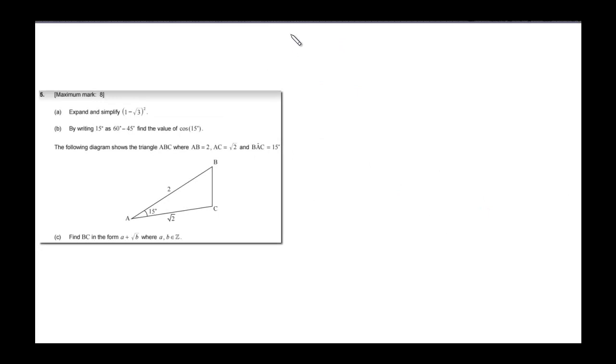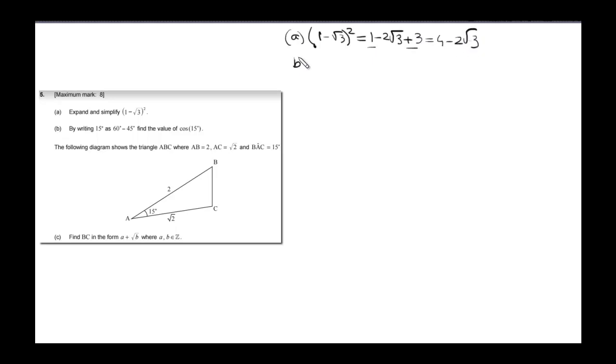For number 5, the first part, we are asked to expand 1 minus square root 3 to the square. So binomial to the square, it will be 1 squared, minus 2 times 1 times square root 3, that is minus 2 root 3, plus square root 3 to the square, that is 3. 1 plus 3, 4 minus 2 root 3.